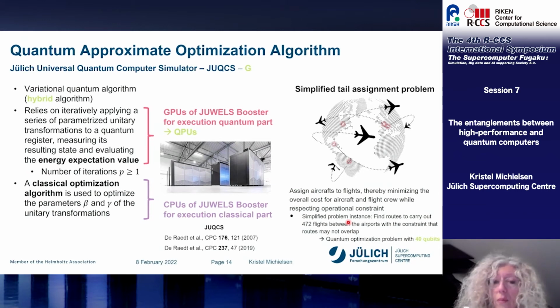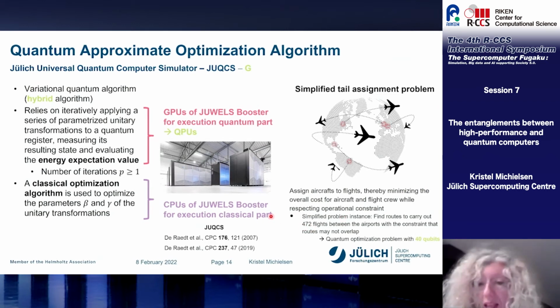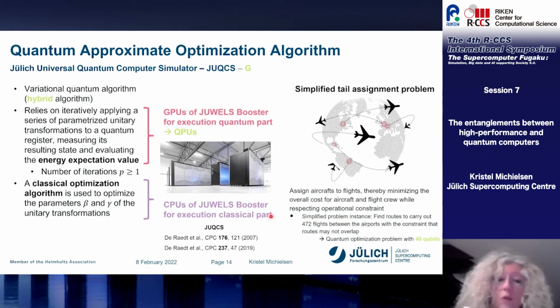In this particular case, we looked at instances to find routes to carry out 472 flights between the airports, with the constraint that routes cannot overlap. This can be translated into an optimization problem with 40 qubits, which we can simulate on the supercomputer. In principle, we could go to 43 qubits.